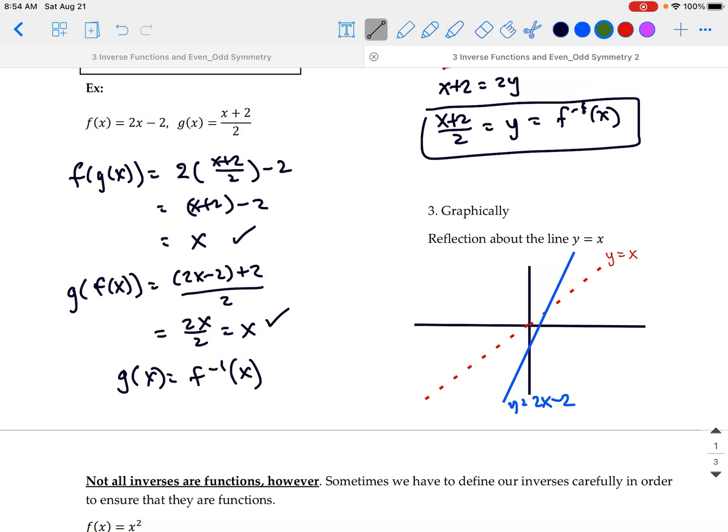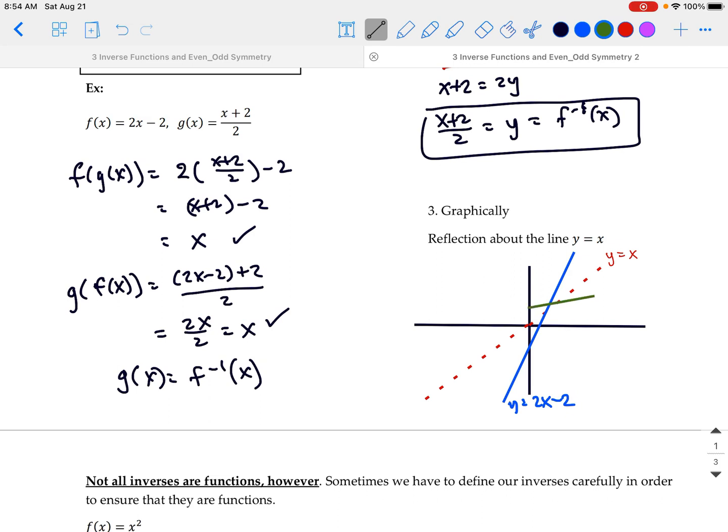So if we graph the line y equals 2x minus 2 and we look at the line y equals x, then we can look at our possible inverse function, which is that g of x function. So (x plus 2) over 2 is a slope of 1/2, y-intercept of 1.